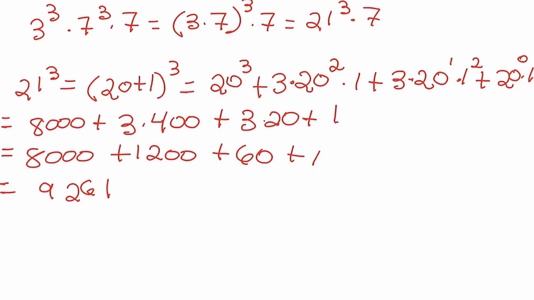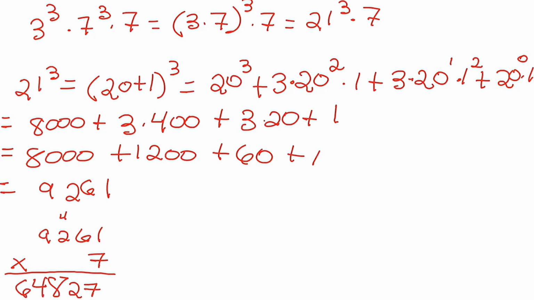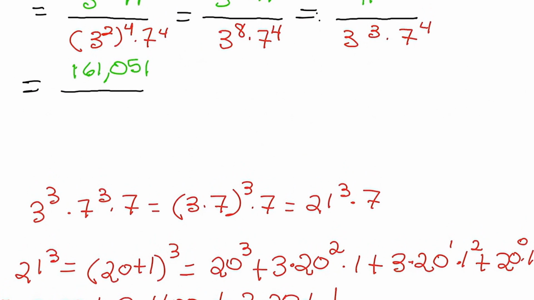I still have to multiply that by 7. I'm not doing anything fancy for this one. 1 times 7 is 7. 6 times 7 is 42. So I write down the 2 and carry the 4. 2 times 7 is 14. Carry the 4, 18. I've got 1 to carry. 9 times 7 is 63. Carrying that 1, 64,827. So our denominator, 64,827.